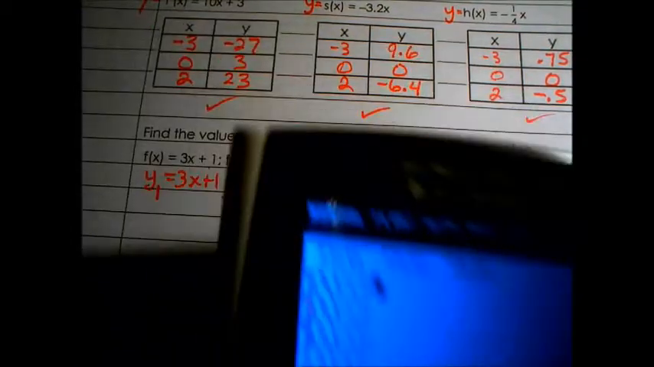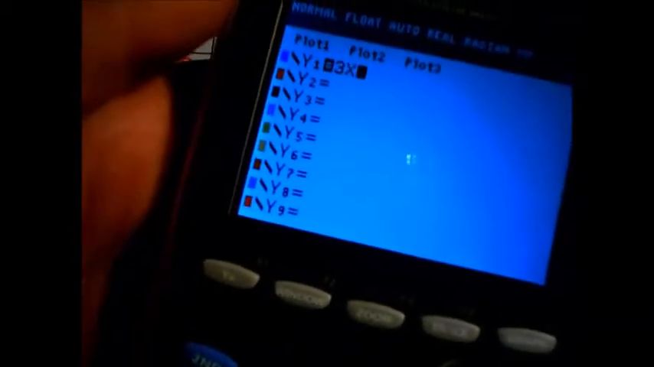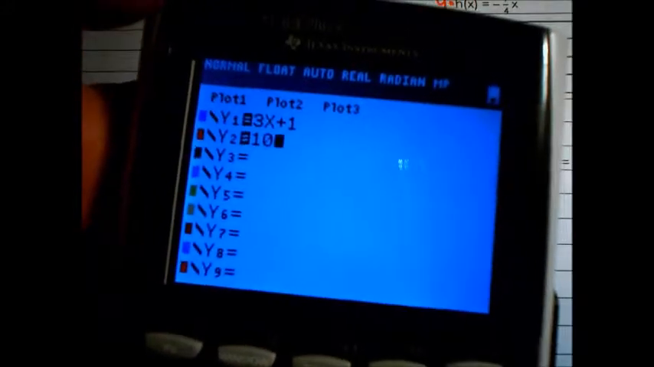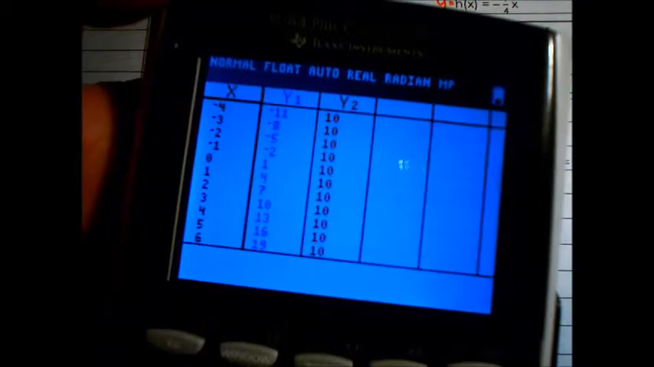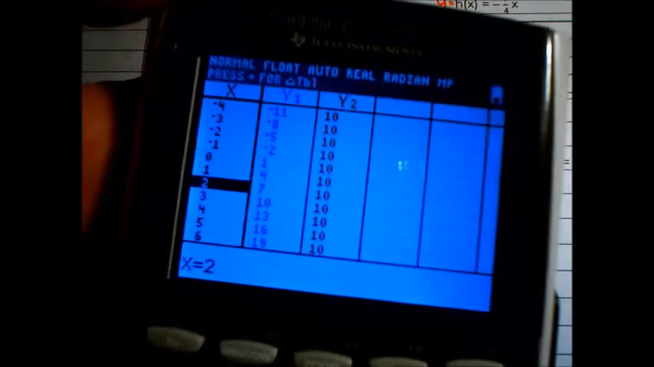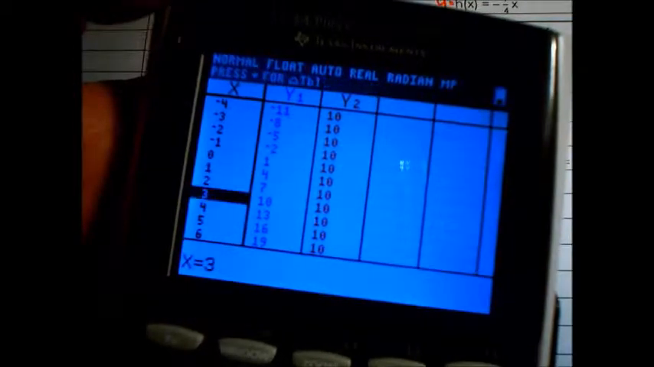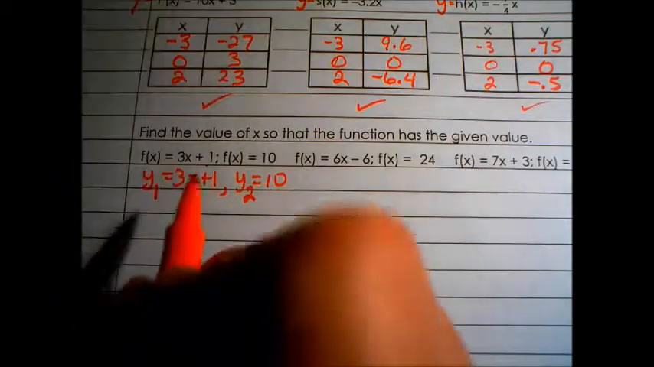Let me clear this out, and I'm going to put 3x plus 1 and then 10. I'm going to go to the table, and let's see. There we go. I have a 10 blue and a 10 red, so they're both there. My answer is 3.